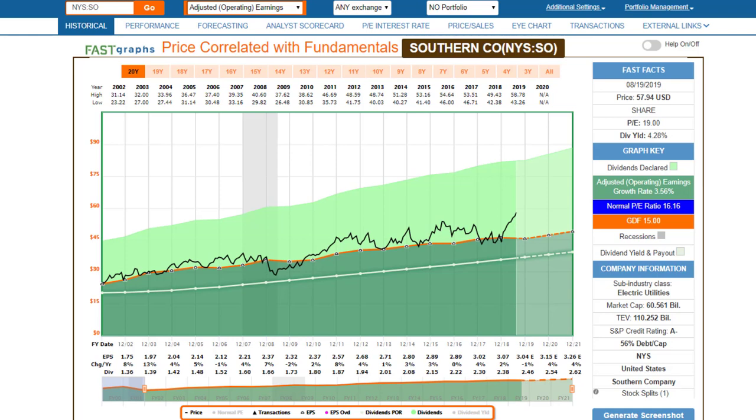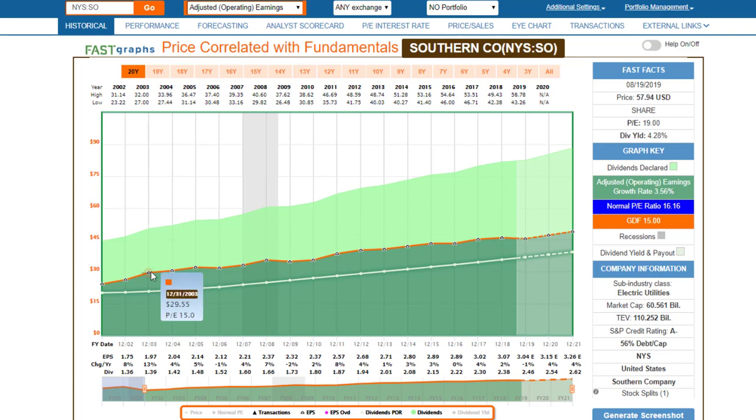So what I want to do with this video is basically illustrate how FastGraphs, first of all, applies these fair valuation reference lines. And by that, I'm referring to the orange lines on a FastGraph. You can look into the color-coded section of the FastGraph here and see two things: the formula that we use, GDF, which stands for Graham-Dodd formula, and then the multiple or the PE ratio that we actually apply to the orange line. So in this example, where I'm looking at Southern Company since 2002 with earnings growth of 3.56%, I've got a fair value PE reference line of 15.